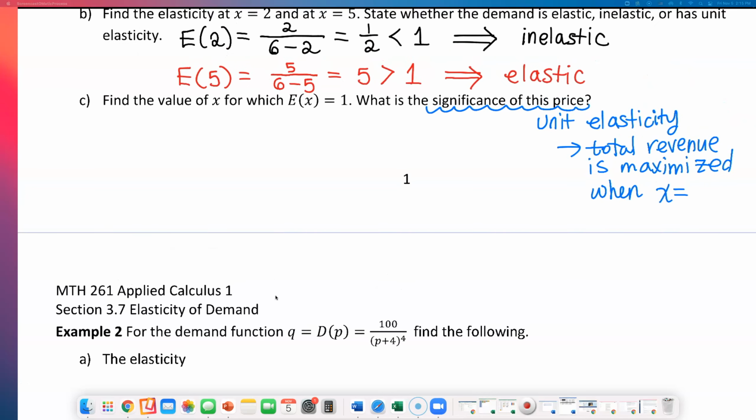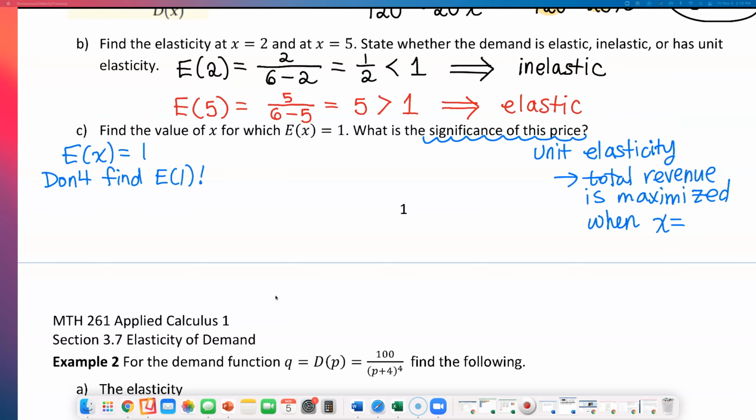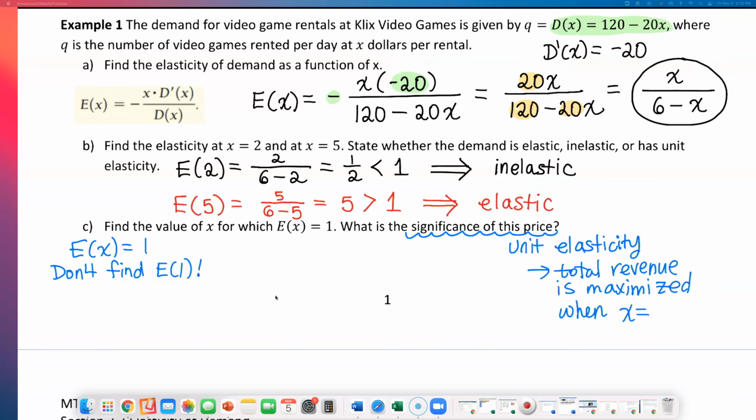Okay, let's find it. Now, when they ask us to find E of x equals 1, okay, this does not mean find E of 1. Okay, we're not plugging in $1 into the function. We have to set the elasticity function, this function, equal to 1. Okay, so take a look. I will have to set up 1 equals x divided by 6 minus x. Okay, I need to set that function equal to 1.